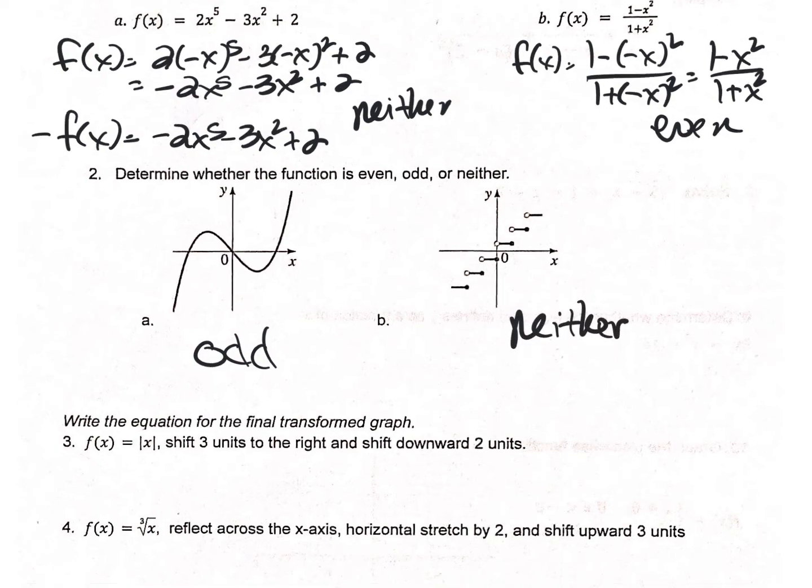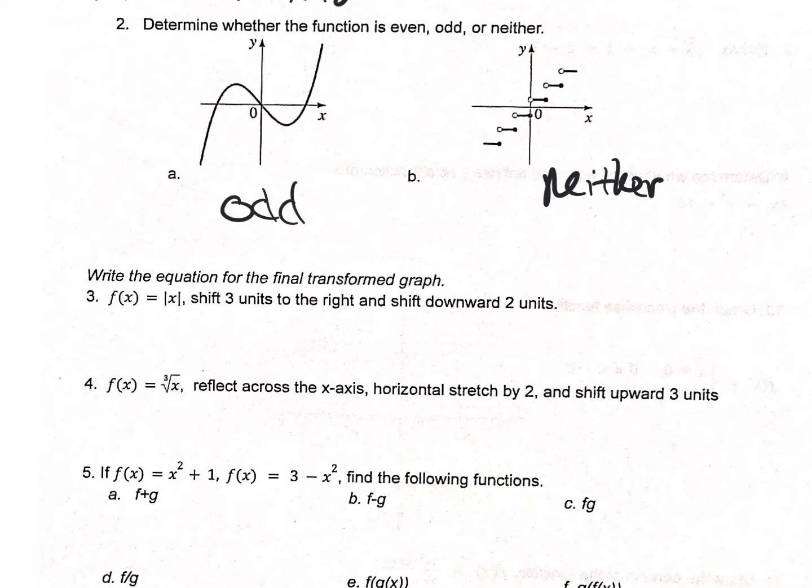All right, number 3. Rewrite the function if it's 3 units to the right and 2 units down. Remember those transformations we've done for like 2 weeks now? 3 units to the right, opposite of what you think. So it's going to be minus 3, because you would think right would be plus 3. Down 2 is outside, that's minus 2.